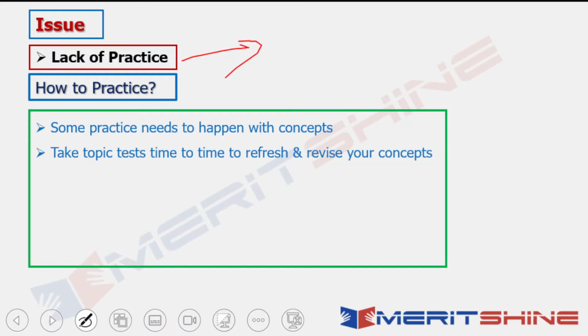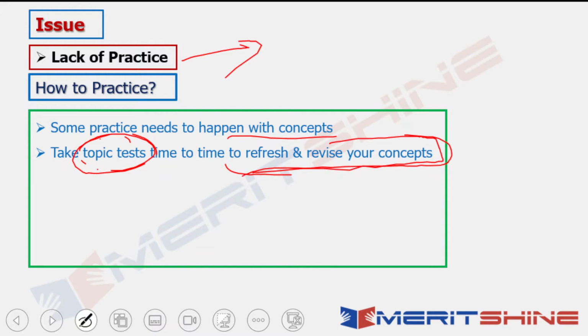Okay, so after that what we should do? From time to time, make time for topic tests, right? To refresh and revise your concepts. So how do you refresh or revise your concepts?